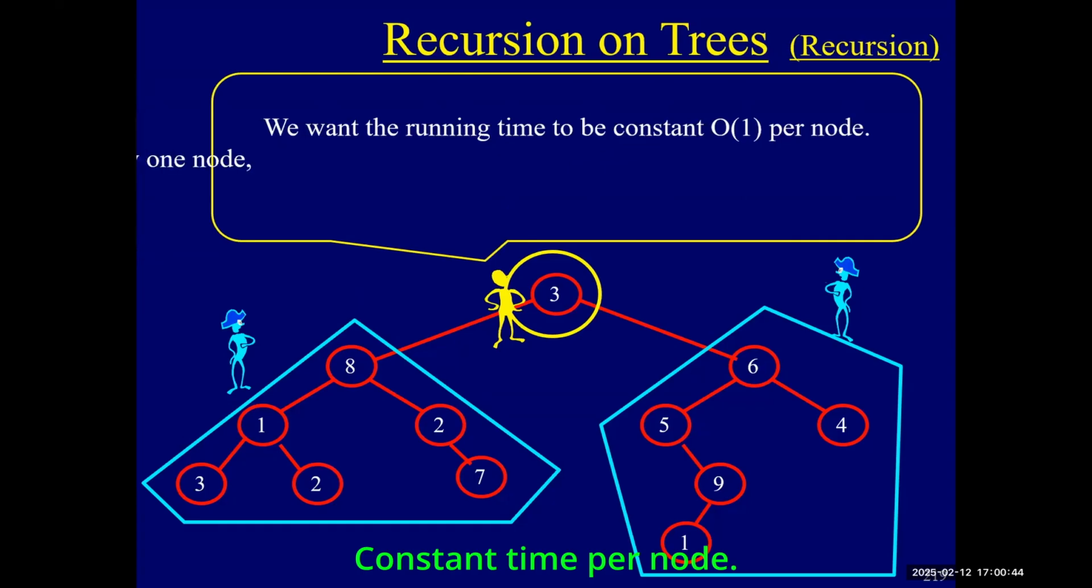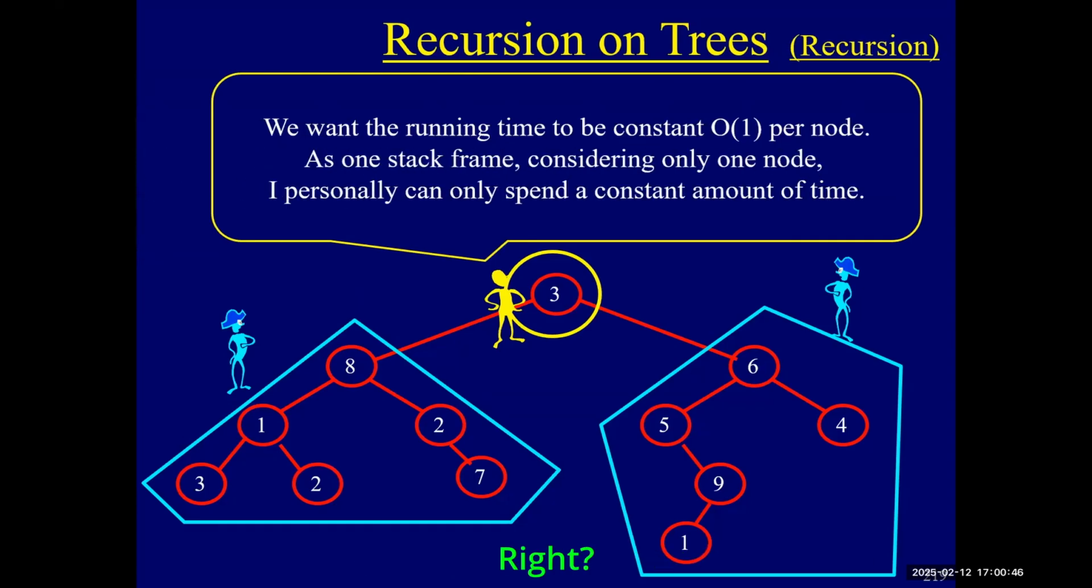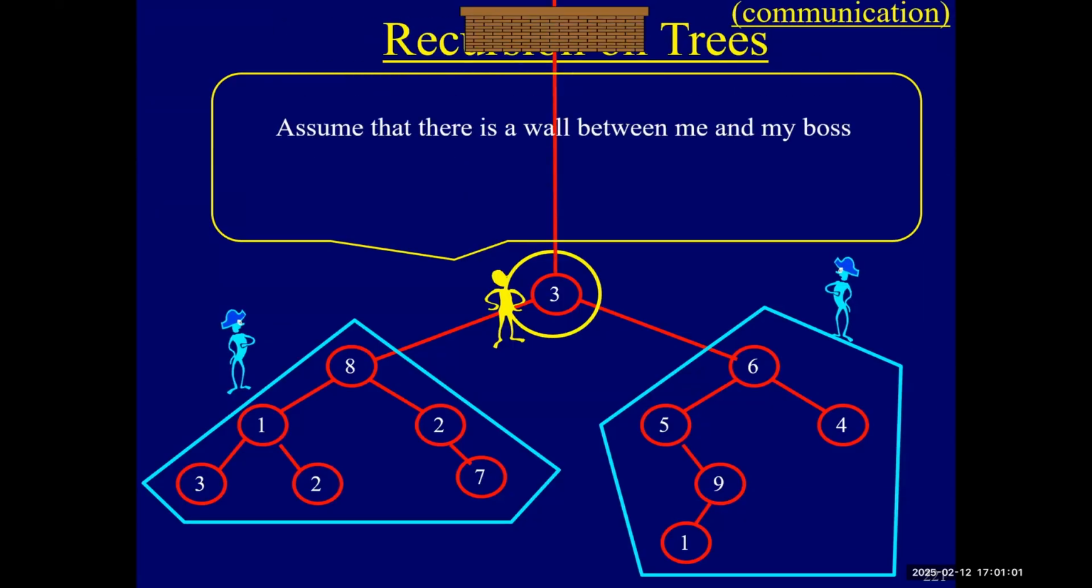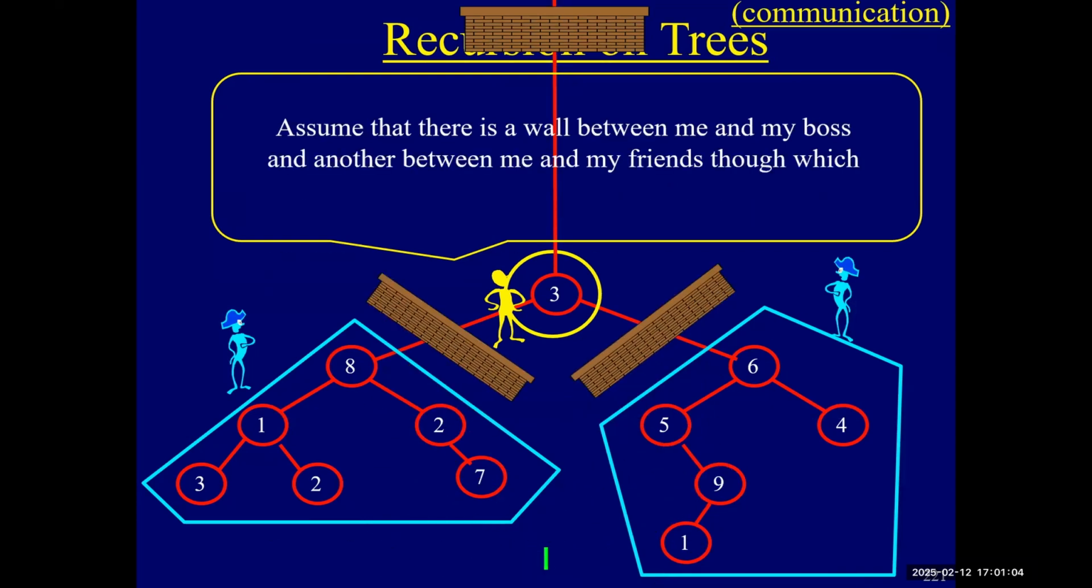Constant time per node. There's one stack frame per node. I don't have time to look at the subtrees. You have to trust your friends. Think about it as there's a wall here, and you can't look at your subtrees. All you can do is get constant information from your friends. Does that make sense?